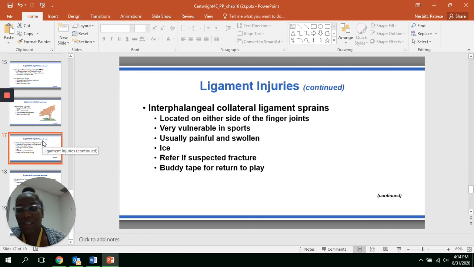All right, with ligament injuries, the best treatment, unless it's severe, is ice. If there's a possible injury, refer to the physician. There isn't too much for me to go over because I have not talked about taping yet, and that's something I would like to get into before we talk about buddy tape for the prevention of ligament injuries.